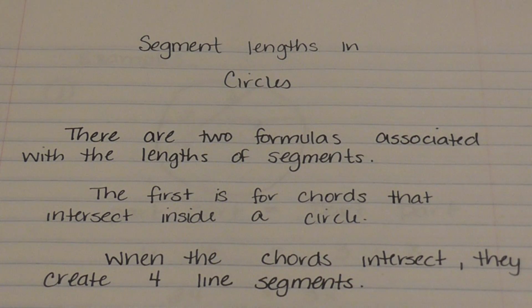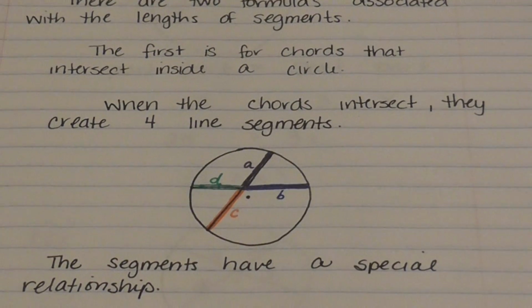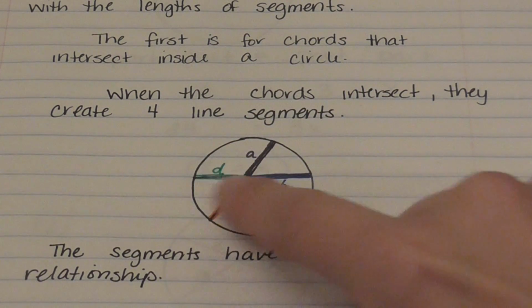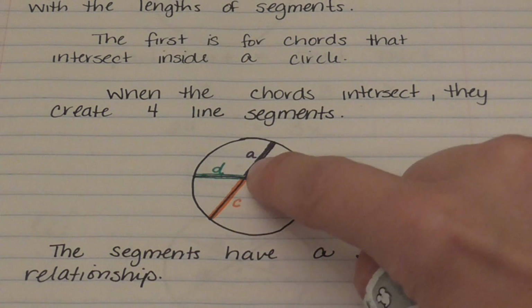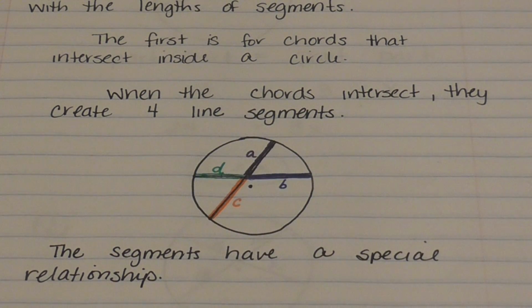When it comes to segment lengths in circles, there are two formulas associated with those lengths. The first is for chords that intersect in a circle. When the chords intersect, they create 4 line segments. So I have them marked in different colors here. I've got 2 chords that intersect, but it creates segment A and C out of one line, and B and D out of another line.